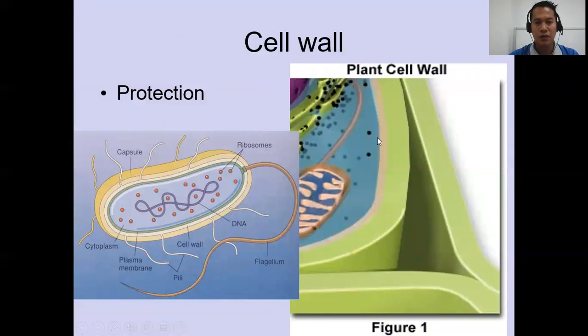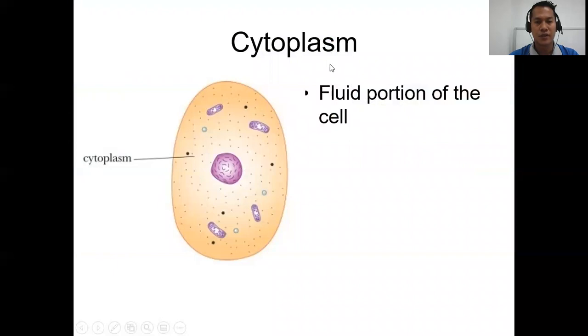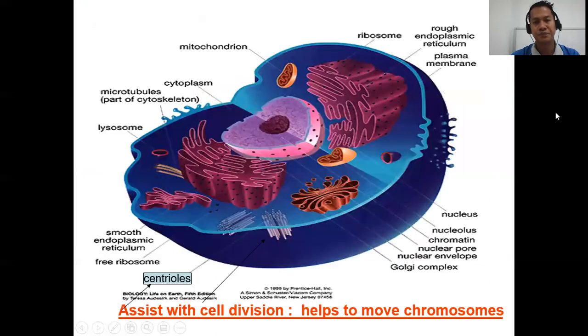Again, this is the cell wall, as you can see, and it gives protection to the cell. We already know that the cytoplasm is the fluid portion, and all the organelles are floating in that jelly-like structure. We call this the cytoplasm. Once again, this is the picture of the cell and its structure.